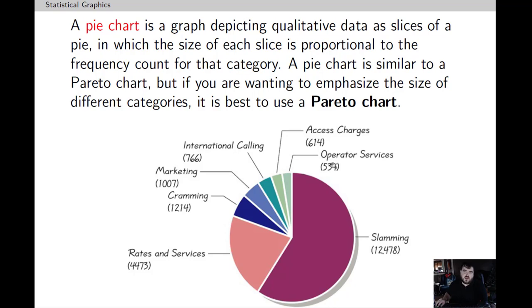Now, you can look at the numbers and tell, okay, well, access charges is more than operator services. Even though the pie slices look about the same, the access charges are more. If you are trying to emphasize the size of the different categories, it's probably better to use the Pareto chart instead of the pie chart. But a pie chart is a nice, lovely little breakdown. There are a lot of spreadsheets, like Excel, that can easily generate pie charts for you, so they are nice to use because they're very easy to generate.